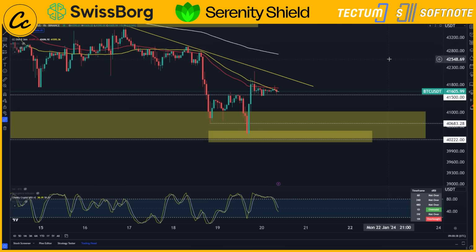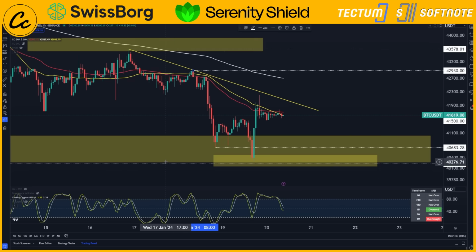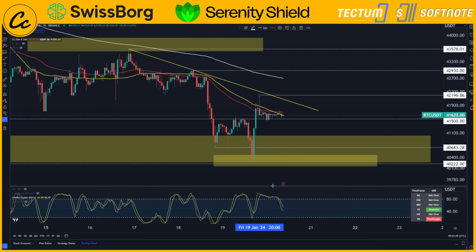with the 50 SMA, the yellow line, currently coming in at $41,595 and the 50 EMA coming in at $41,699. That's the red line that you can see here on the chart, with our downward trend line also being heavy resistance. This trend line started up here at $43,578, also got retested here at $42,930, and then most recently we wicked up to $42,196.